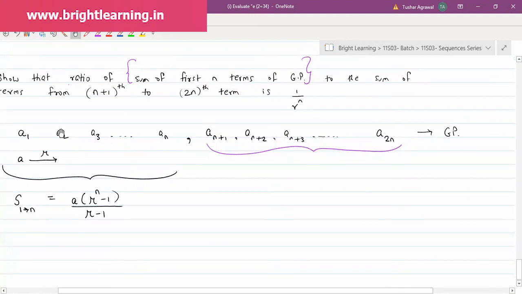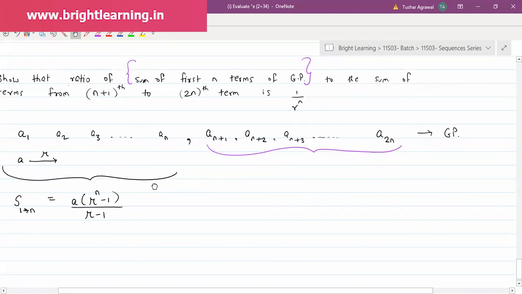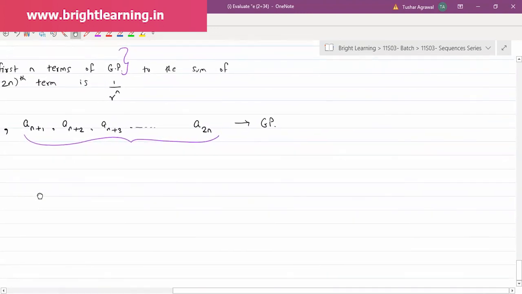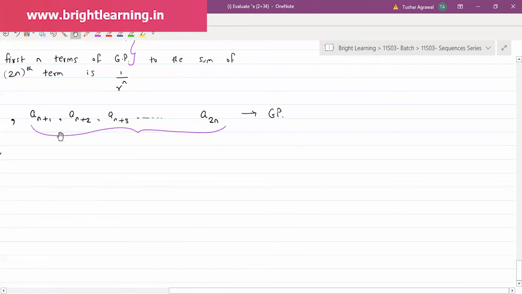So if I just pick up 3 terms also, the first term where my cursor is, second, third, fourth, they will form a GP. Or let me take 3, 4, 5, 6, they will form a GP. Or let me pick up 10, 11, 12, 13, they will form a GP. So I just picked up a part of the original series, and that part is also a geometric progression. So if I concentrate on this part now, this is my geometric progression.